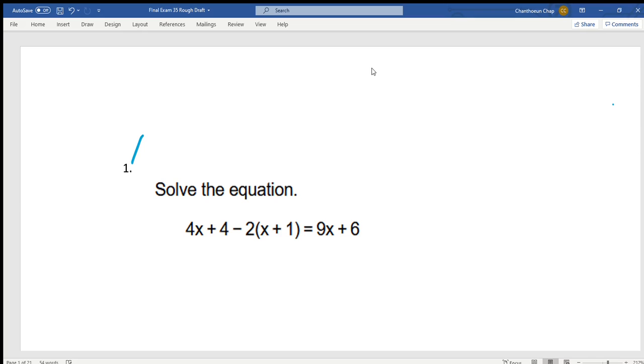Let's review for the final exam. Let's get started. Question 1, let's solve the equation 4x plus 4 minus 2 times the quantity x plus 1 equals 9x plus 6. The first strategy is to get rid of the parentheses. So let's distribute.